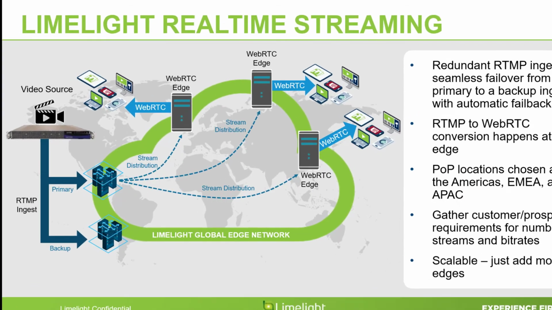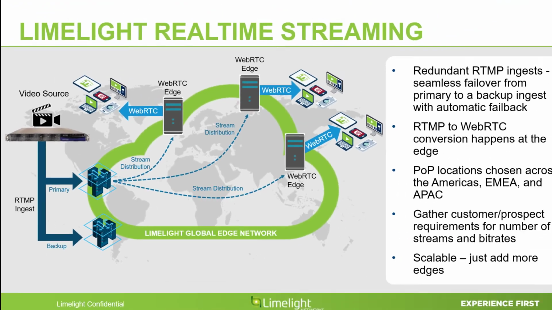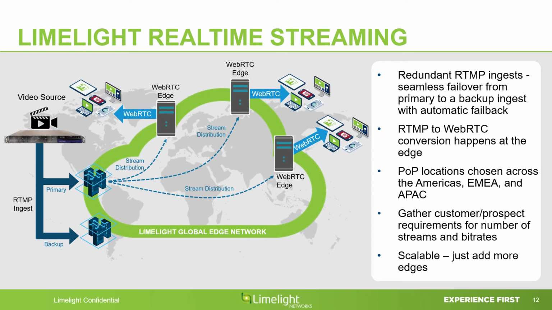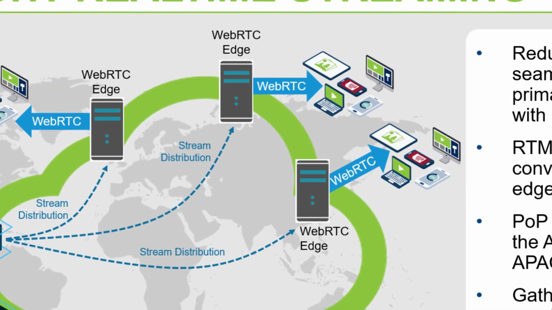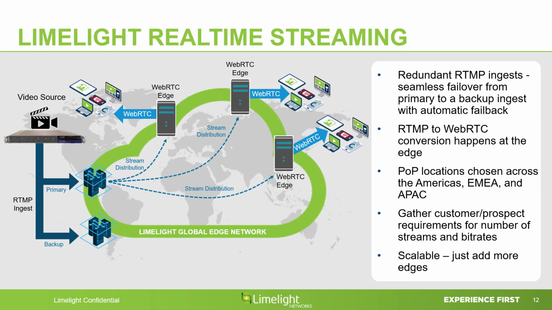Here you'll see, starting on the left, are redundant ingests with seamless failover from primary to backup with automatic failback. So our customer would ingest an RTMP in single or multiple bit rates. Our customers will receive that stream in under a second. If WebRTC cannot be played, output stream will default to RTMP or transmux to HLS, but it can still take advantage of adaptive bitrate, ABR. Also, we can deliver WebRTC via TCP when firewalls block UDP traffic.